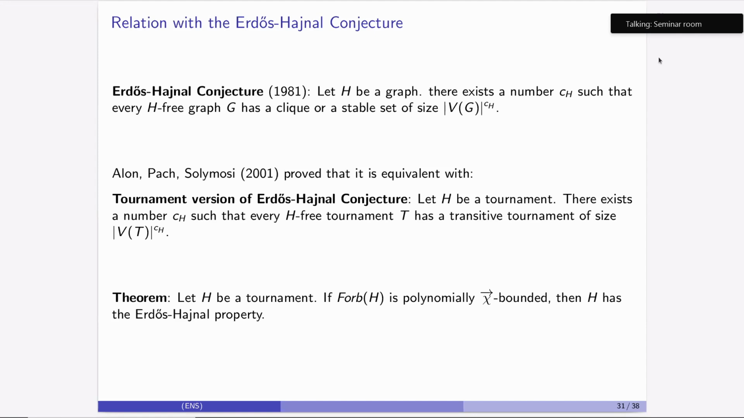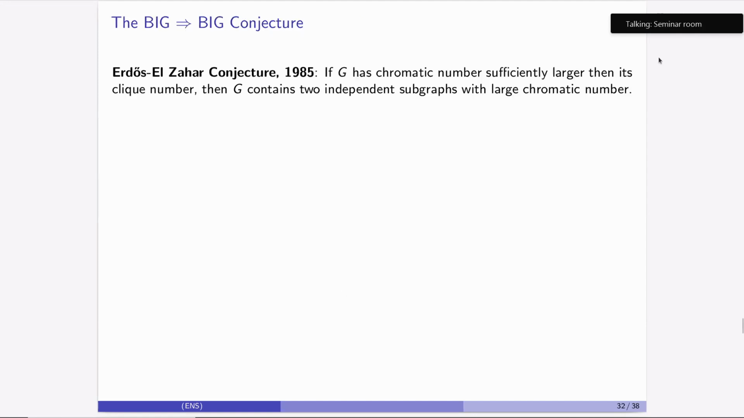And the same result exists on undirected graphs. If the class of H-free graphs is polynomially chi-bounded, then it has the Erdős-Hajnal property, and the proof transfers in tournaments for always the same reason, fundamental inequality. Okay. And now a less famous one, but I like very much this conjecture.